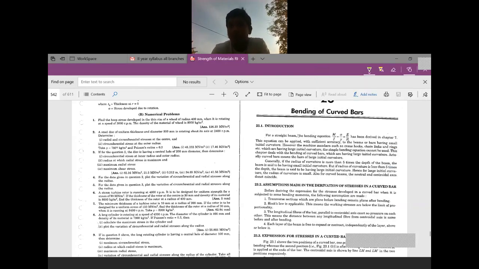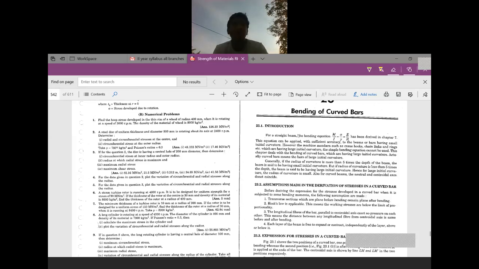For straight beams, the bending equation you will consider is M by I is equal to F by Y is equal to E by R. This is nothing but a bending equation. This equation can be applied with sufficient accuracy to beams or bars having a small initial curvature. Only for a small curvature, you can go for this bending equation. However, machine members such as crane hooks, chain links, rings, etc., which are having a large initial curvature, the simple bending equation cannot be used.